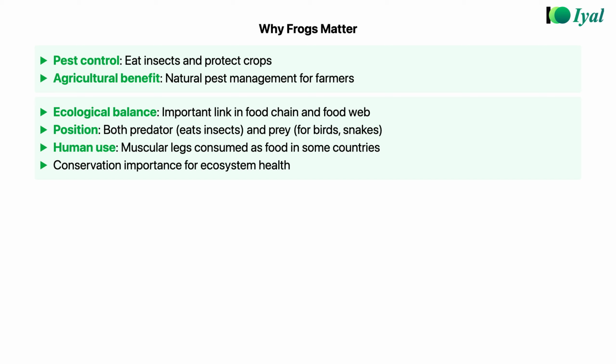Beyond agriculture, frogs play a critical role in maintaining ecological balance. They're an important link in food chains and food webs. They're predators that control insect populations, but they're also prey for birds, snakes, and other animals. This makes them vital for ecosystem health.